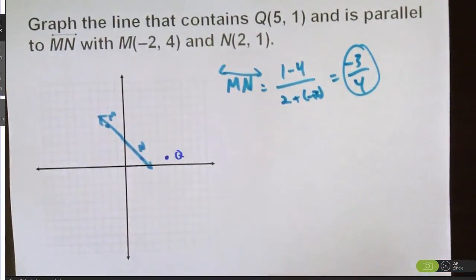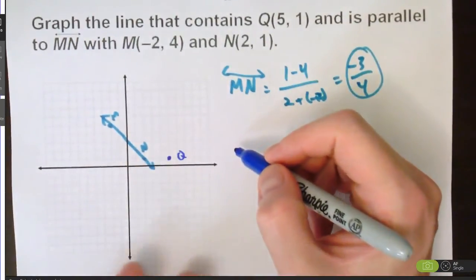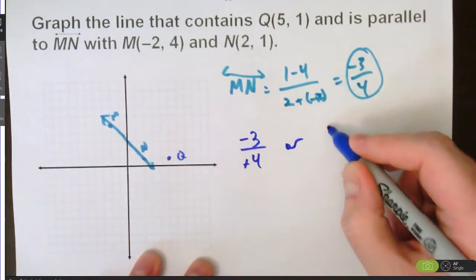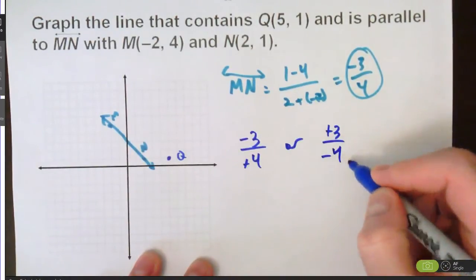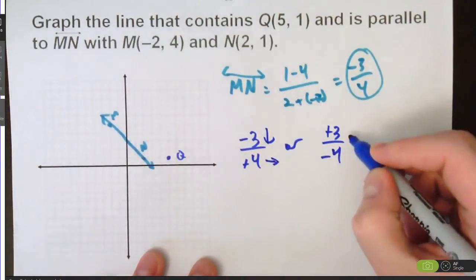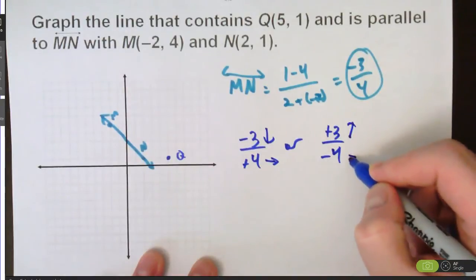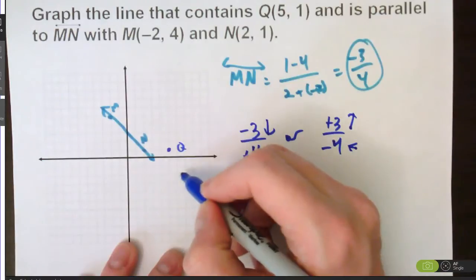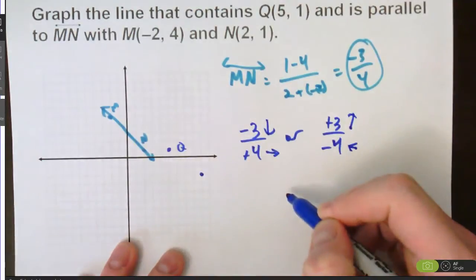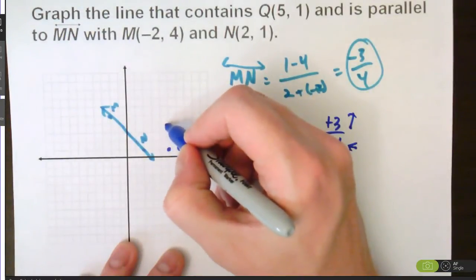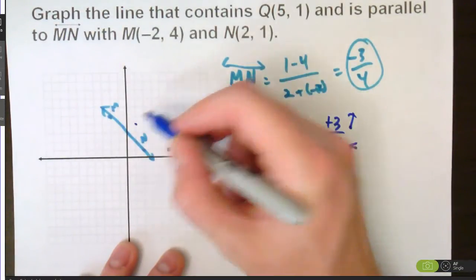So what that means is then, point Q has to have a slope of negative 3/4, which either means negative 3 over positive 4, or positive 3 over negative 4. So this will go down 3, right 4, or it'll go up 3, left 4. So from right here, go down 1, 2, 3, right 1, 2, 3, 4. Or from here, go up 1, 2, 3, left 1, 2, 3, 4.